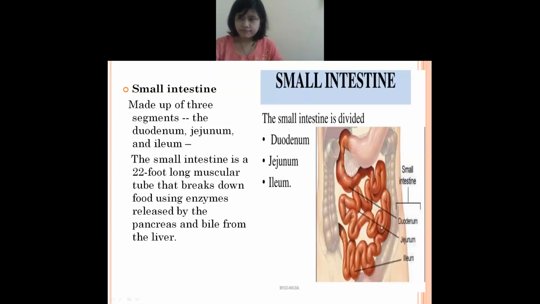These three parts have different functions. I'll explain to you in the next slide about the three functions. But for now, you just need to know that the small intestine is divided into three parts: the duodenum, the jejunum, and the ileum. And the length of the small intestine is how much? The length of the small intestine is 22 foot long.